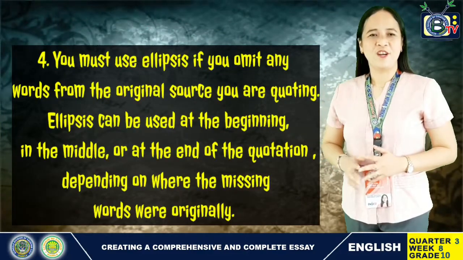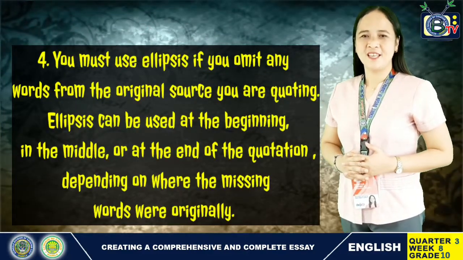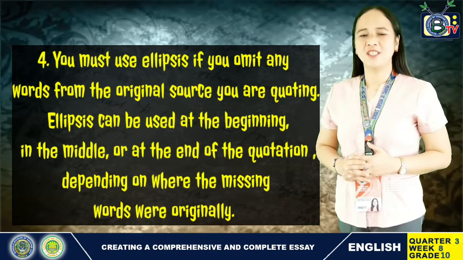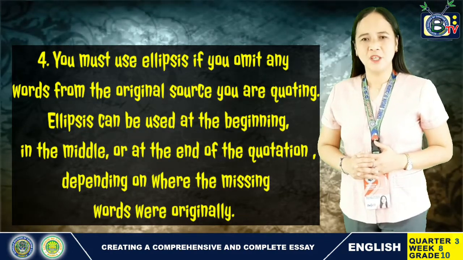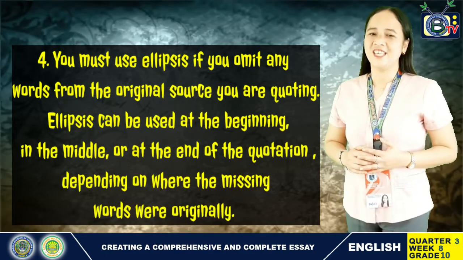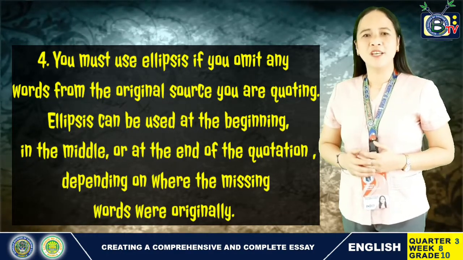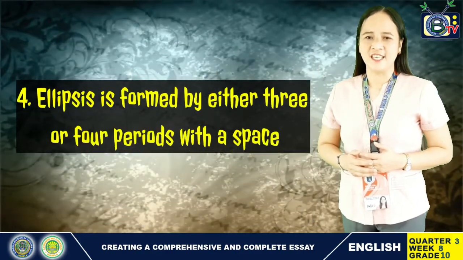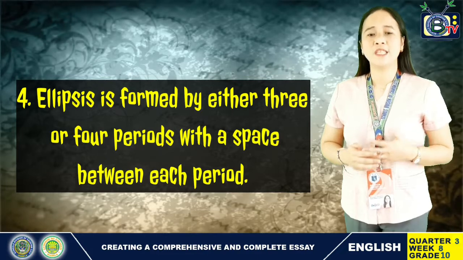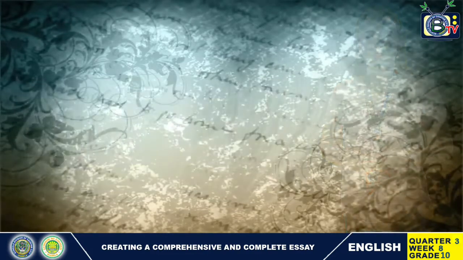Number 4. You must use ellipses if you omit any other words from the original source you are quoting. Ellipses can be used at the beginning, in the middle, or at the end of the quotation, depending on where the missing words were originally. An ellipsis is formed by either 3 or 4 periods with a space between each period.